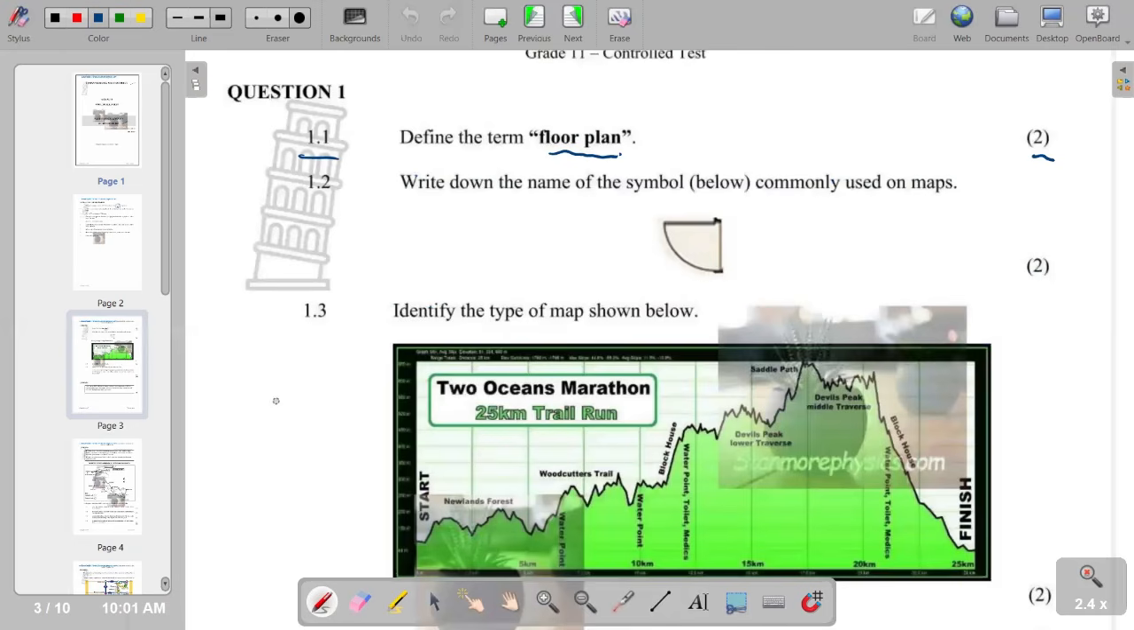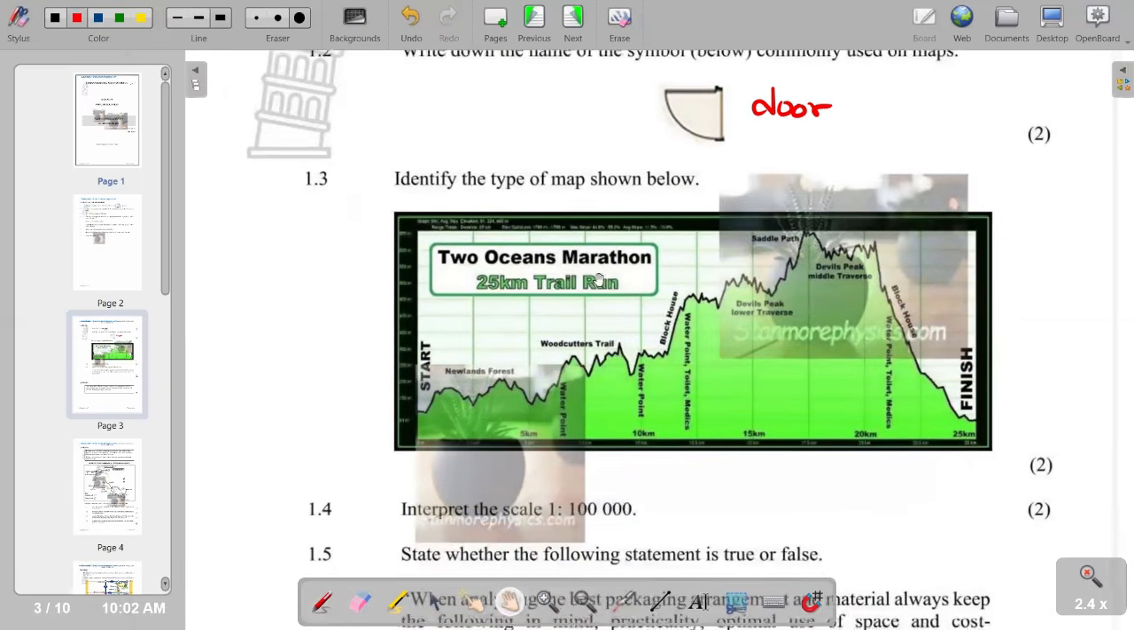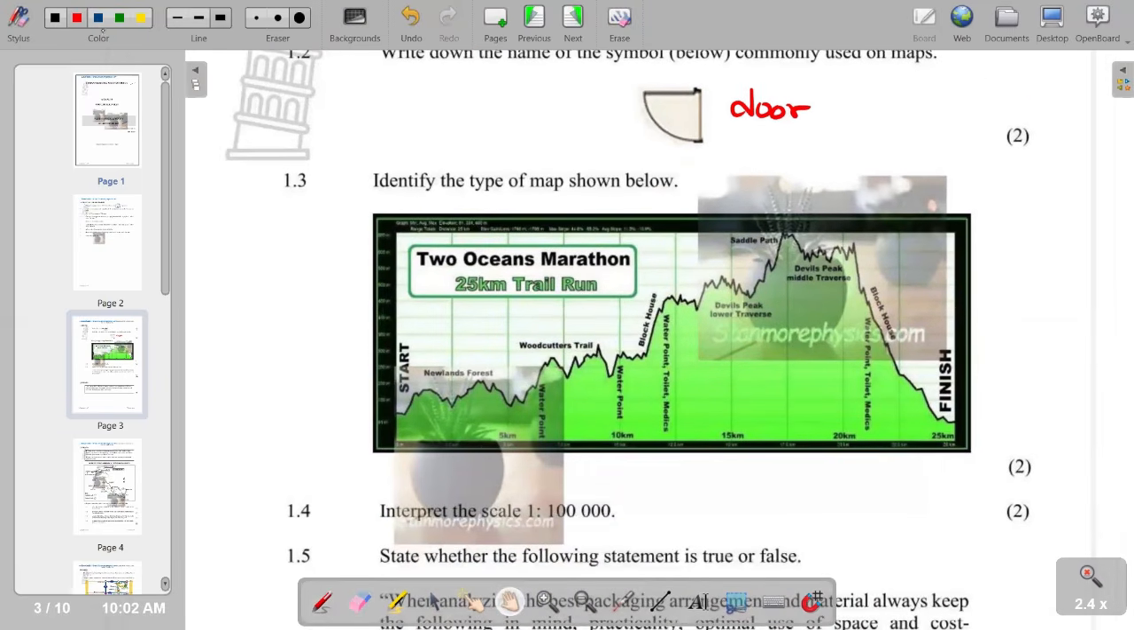Then moving on to the second question, it says write down the name of the symbol below, commonly used on maps. You'll see that this is usually shown as a door. So moving on to 1.3, it reads identify the type of map shown below. This is the map that we are having, and you'll see that this indicates an elevation map.